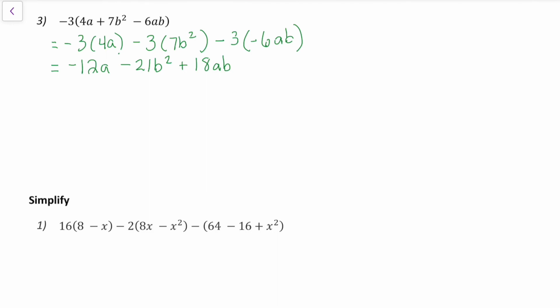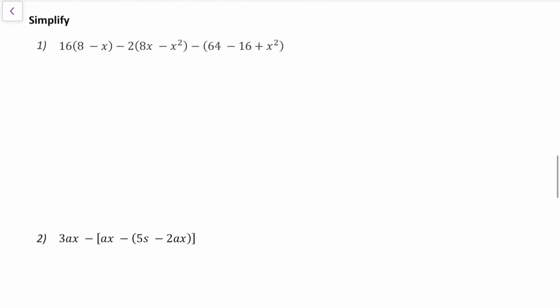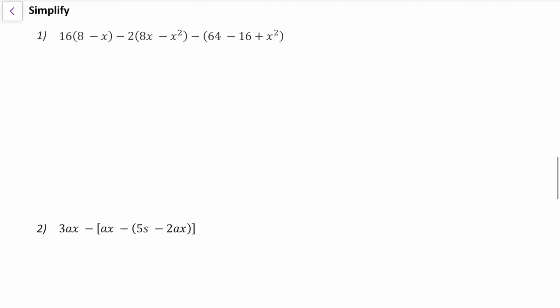Okay. So let's put that all together and look at simplifying some expressions that have a multiplication out front, where terms can be combined together, and put it all together to simplify this expression. So let's work on question 1 together. So the first thing I'm going to do is expand out my brackets using the distributive property.